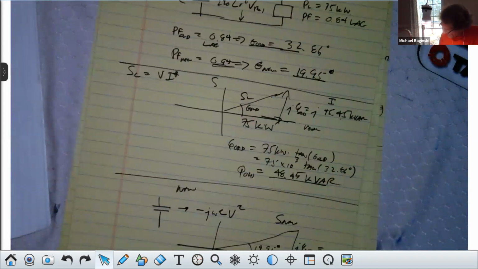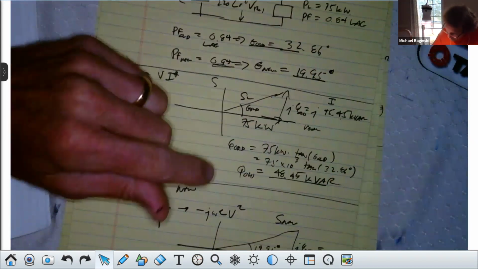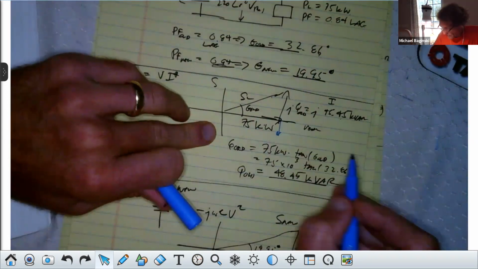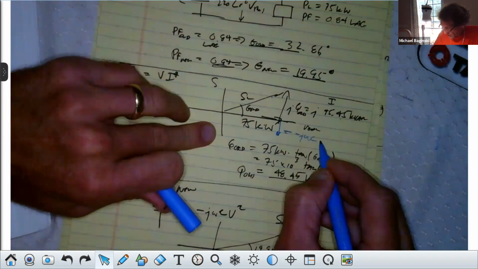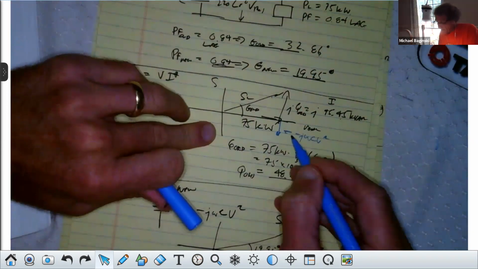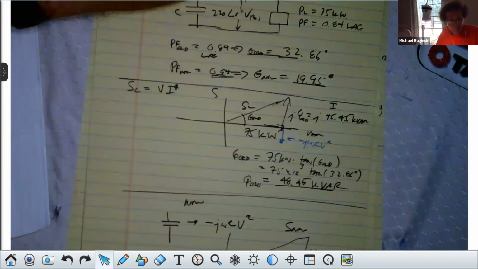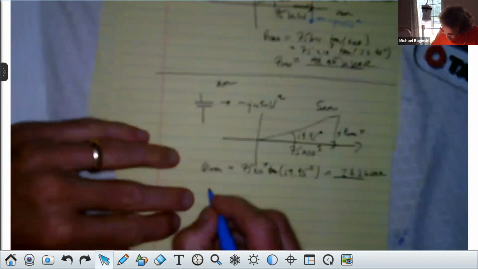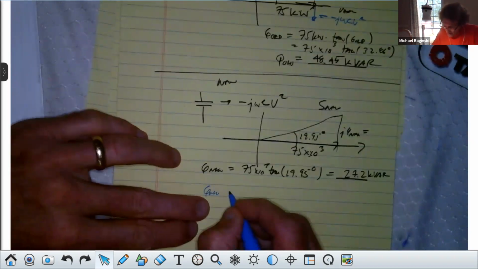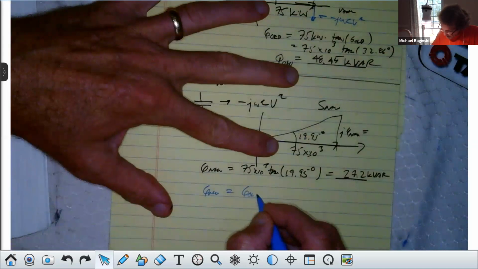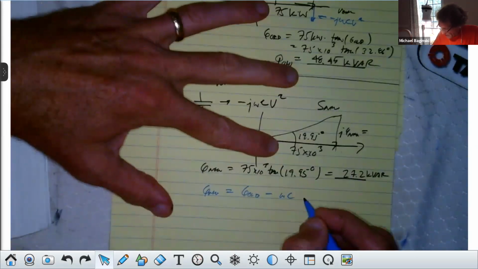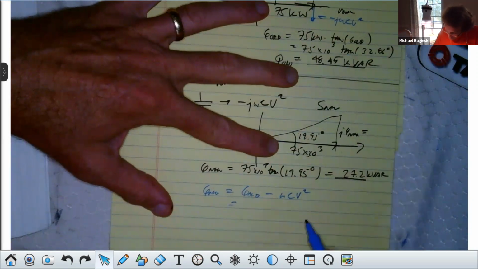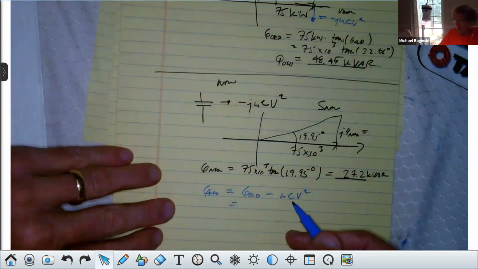Mathematically, what you did was add the minus J omega C V squared in, to reduce it. So what I can say is the new value, and this is what I'm going to do here. I'm going to say Q new would actually be the old value, Q old, minus omega C V squared. For my case, what I'm after is C, so I'm going to rearrange this a little.